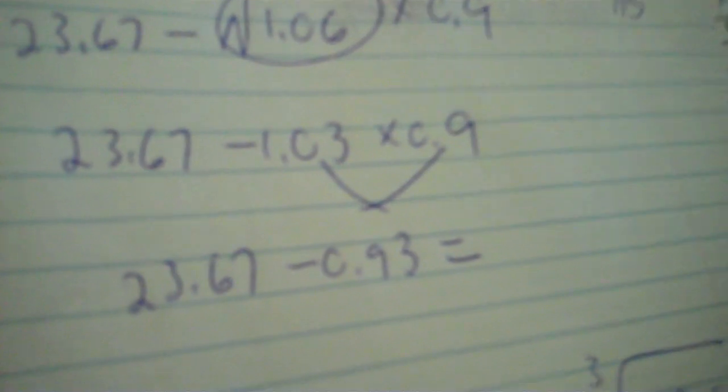So 23.67 minus 1.03 times 0.9. Okay, multiplying. Take 1.03 times 0.9, 0.93. And you subtract. Okay, next problem. Yes, that whole thing is in a parentheses, okay?